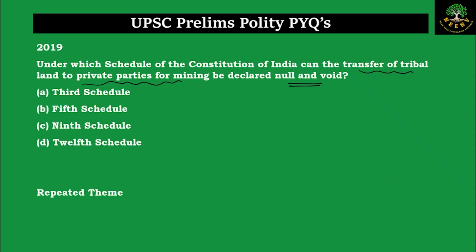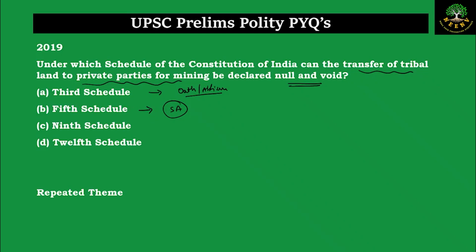Now how can you solve this question in the exam? For this you need to recall what is mentioned in different schedules. If you recall what is mentioned in the 3rd schedule, it is about the oath and affirmations of different categories of persons. When it comes to 5th schedule, it is about the maintenance of the areas which are declared as scheduled areas other than 4 states.